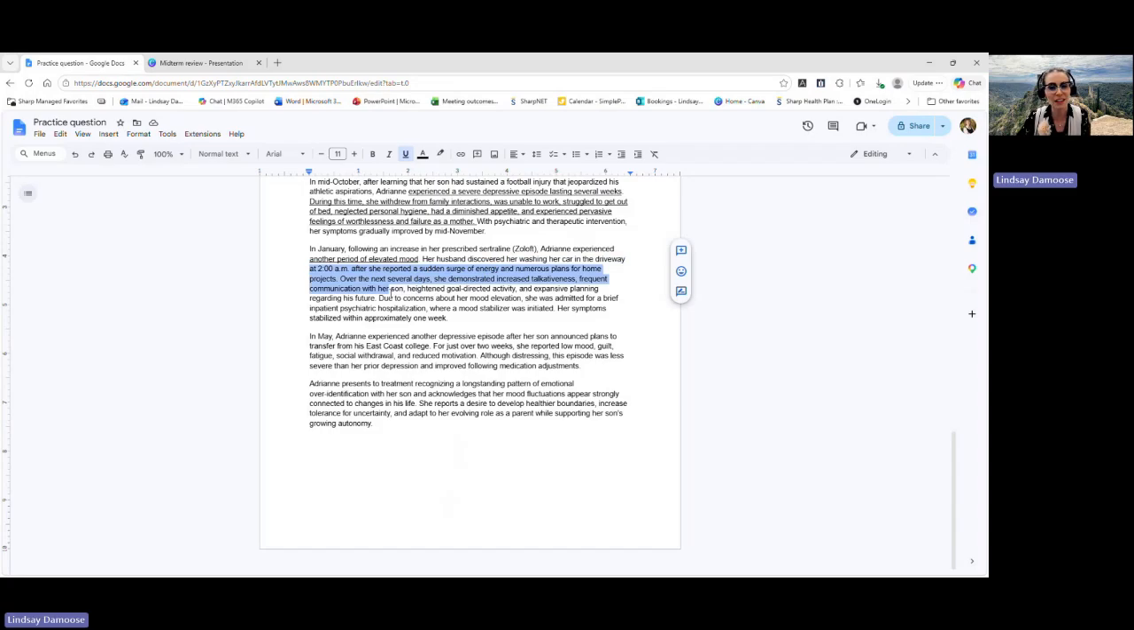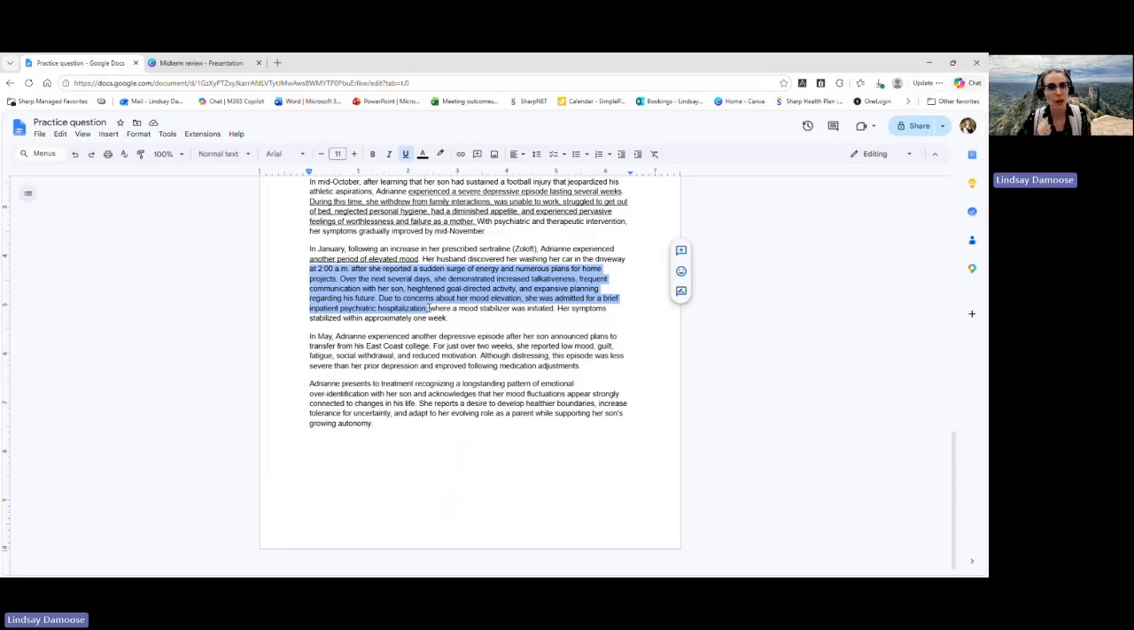Over the next several days, she demonstrated increased talkativeness, frequent communication with her son, so she's probably calling her son a lot, heightened goal-directed activity, and expansive planning regarding his future. Wow, she is like a true, what is it, momager? Yeah. Due to concerns about her mood elevation, she was admitted for a brief inpatient hospitalization where she was given a mood stabilizer. Her symptoms stabilized within 1 week.